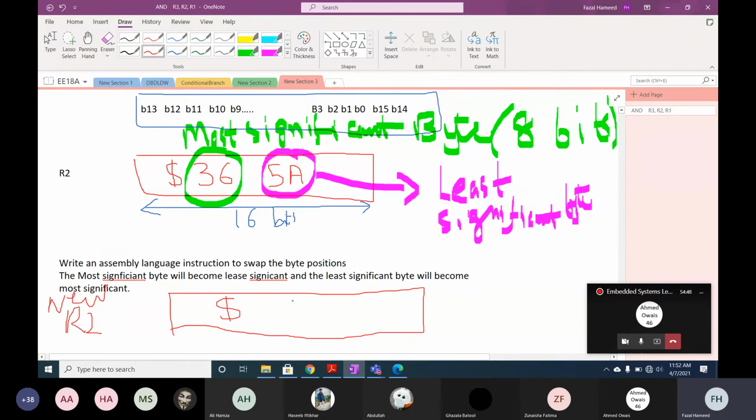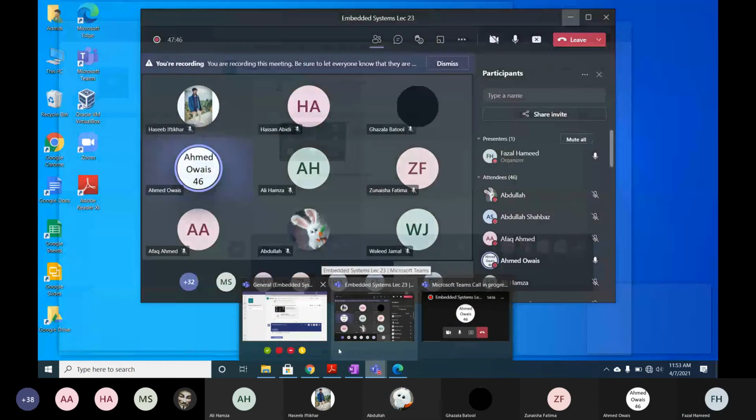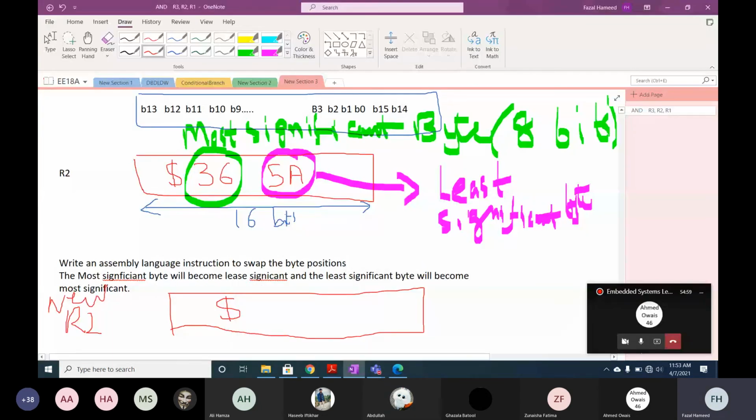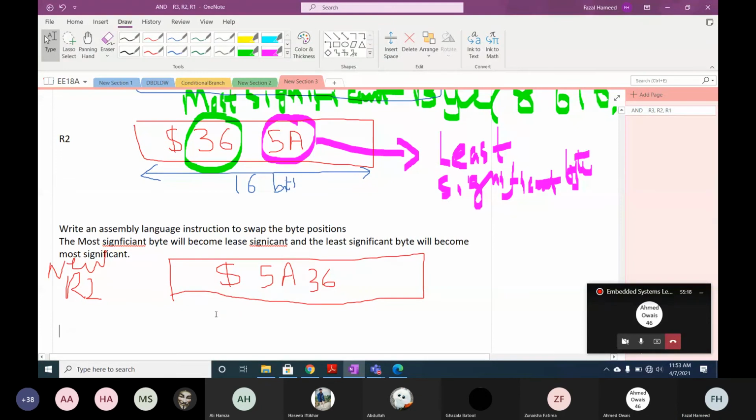Tell me, we want to swap them. If we want to swap the byte positions, what will be the new contents of R2? 5836. 5836, very good. So the new contents will be 5836. What should be the assembly instruction to perform this operation? It is ROL R2, #1. ROL, very good.